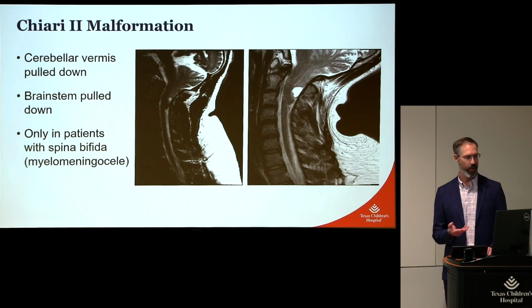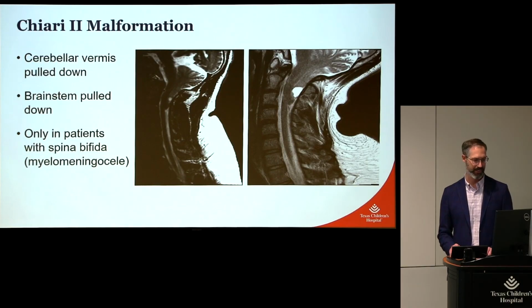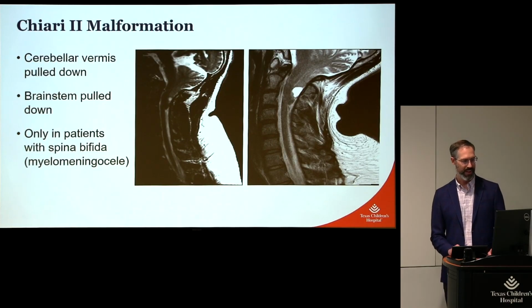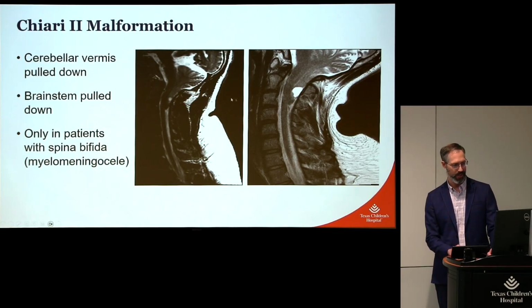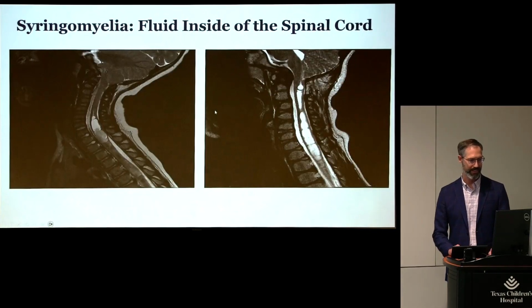So this is Chiari II malformation. This is a patient with spina bifida, or a term called myelomeningocele. So only patients with spina bifida have Chiari II. And in this structure, the vermis, which is a different part of the cerebellum, gets pulled down, as well as the brainstem. And that's what causes symptoms.